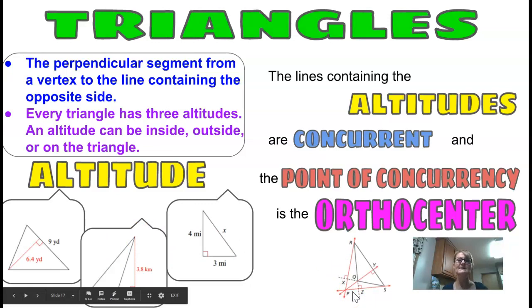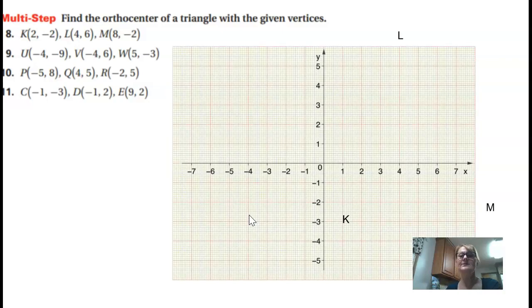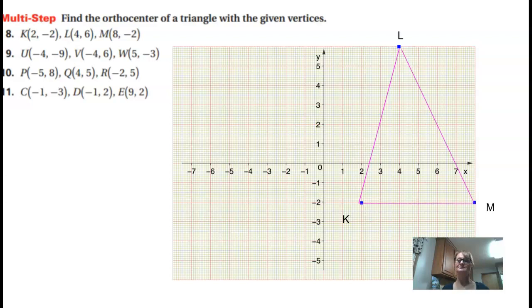Okay, let's look at some examples here for you. We're going to be looking at finding the orthocenter. And what it gives you is 3 points, K, L, and M. Let's get those graphed on there. There's K, it's at (2, -2). L is at (4, 6). And M is at (8, -2). So we're going to go ahead and draw in our triangle real quick. So there's my triangle.